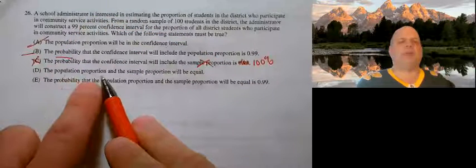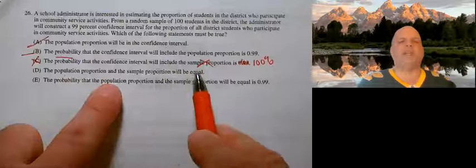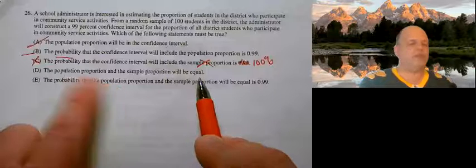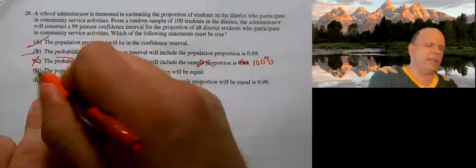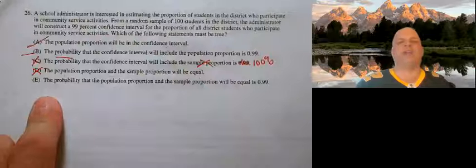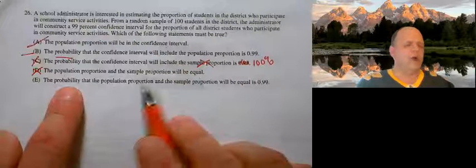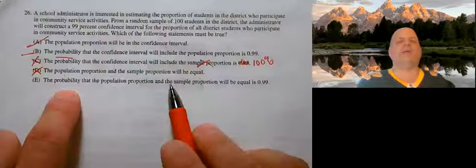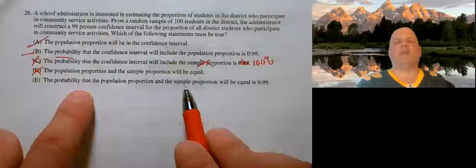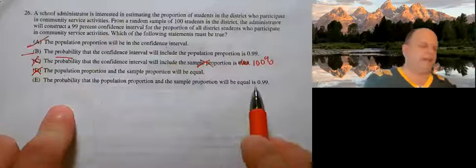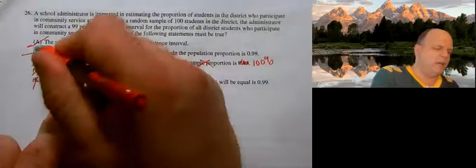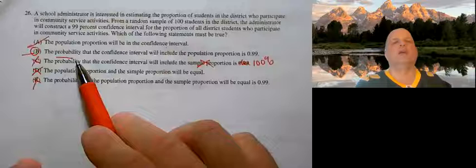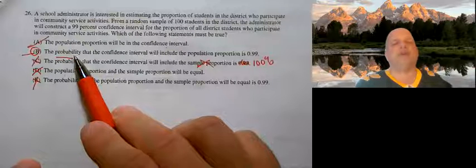D, the population proportion and the sample proportion will be equal. That would be nice, but our sample proportion is only an estimate, not likely to be equal. No guarantee of that. The probability the population proportion and sample proportion will be equal is 0.99. Okay, even though they use probability, this is our best answer.